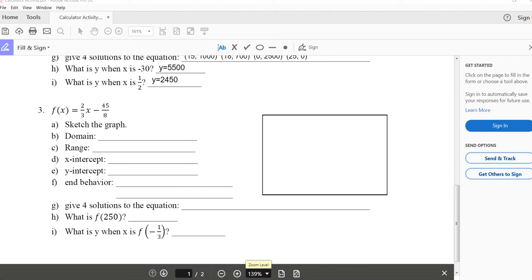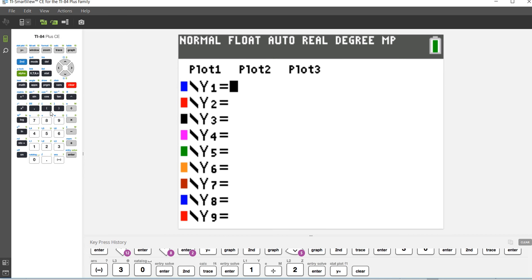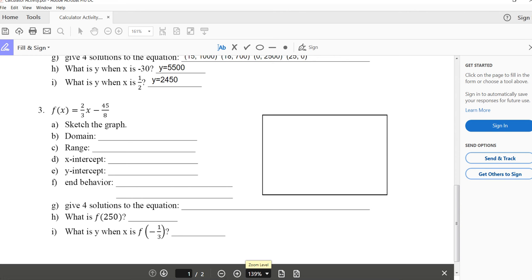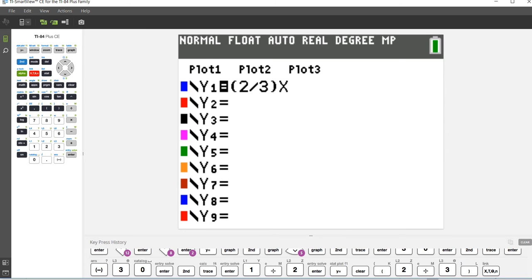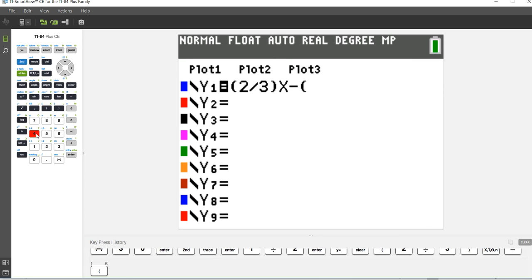And it was 2/3. Now, you don't have to do this for this problem, but it's a good habit to get in. Anytime you're using fractions with this calculator, it helps to put it in parentheses. So 2/3, and then the x button, minus 45/8, minus parentheses again because we're dealing with a fraction, 45/8. Okay. Now 45/8, that is 5 point something, right? -5 point something is our y-intercept.